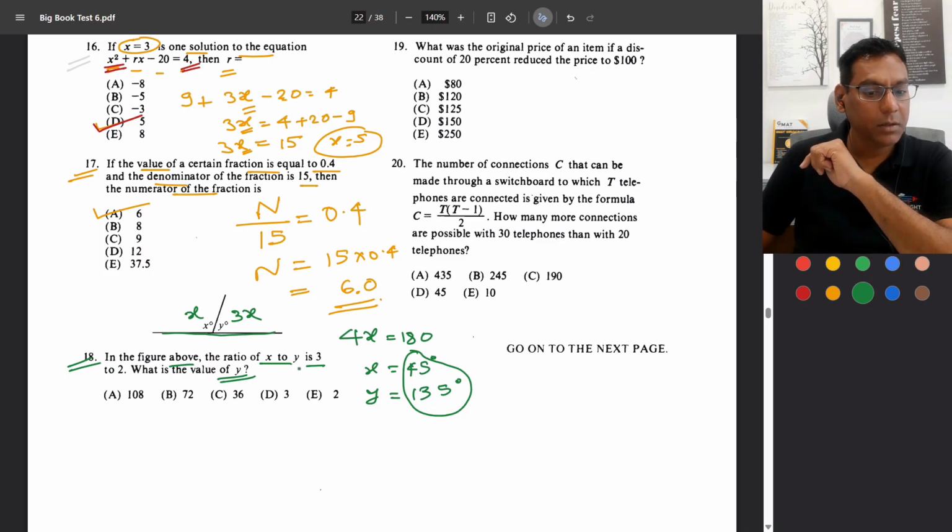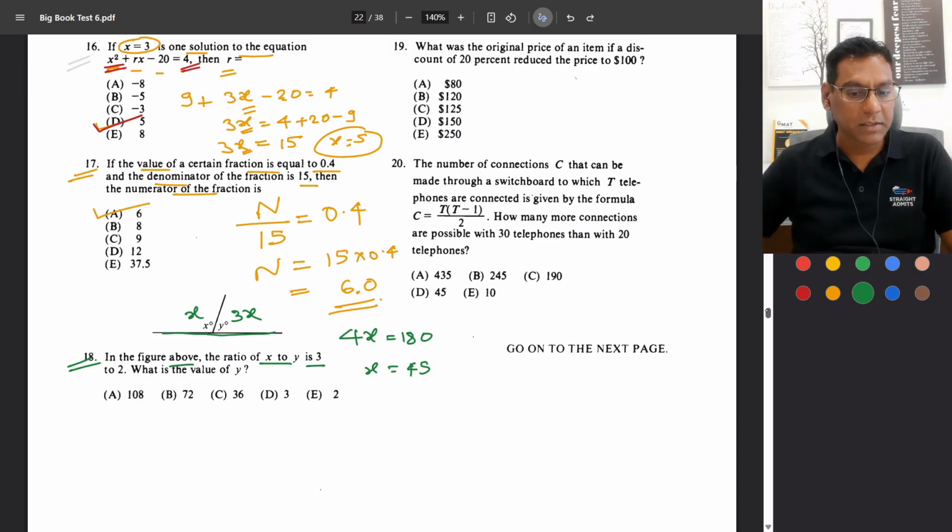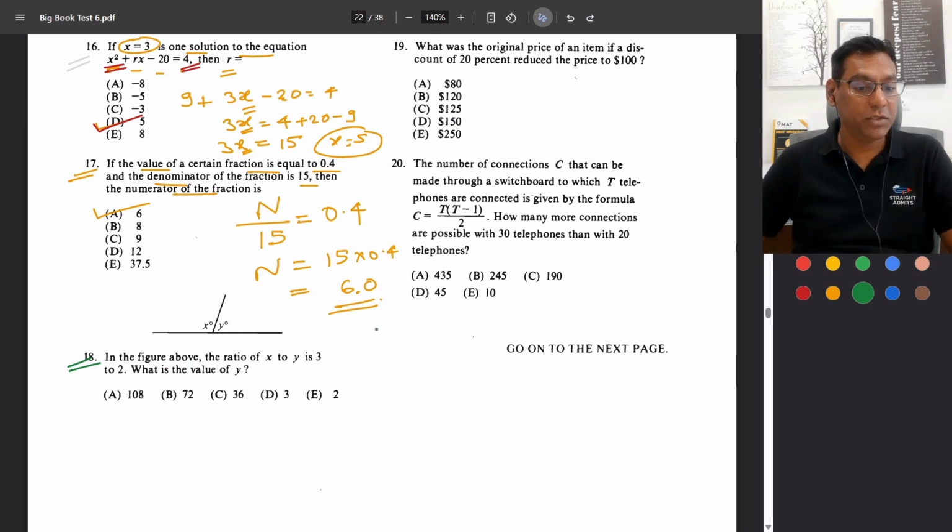Oh, sorry, I think I took the ratio wrong. I didn't read it properly. Let me just do this again. That's a big silly mistake I just did. I misread it as 1 is to 3. Don't make that mistake. So let's approach this again.